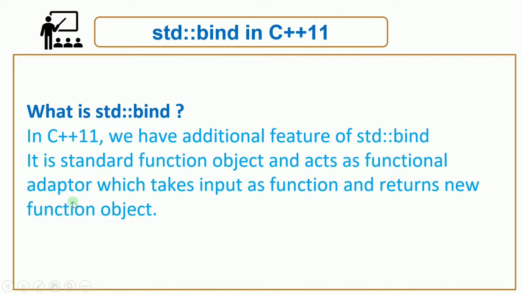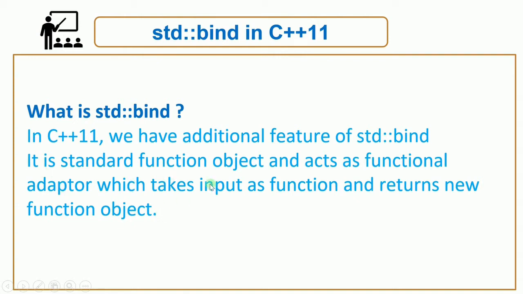Now let's see what this bind is. In C++11, we have the additional feature of std::bind. This feature is new in C++11. Now what is std::bind? It is a standard function object and it acts as a functional adapter which will take a function as input and it will return a new function object.